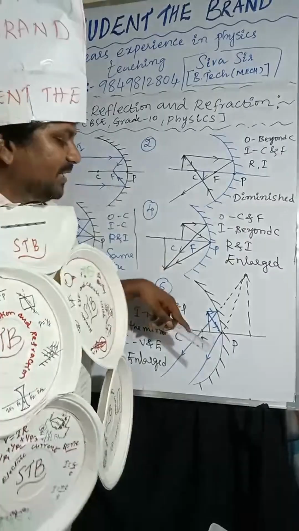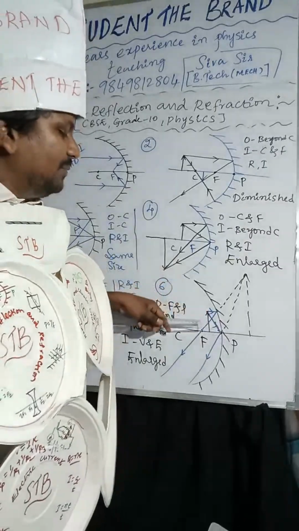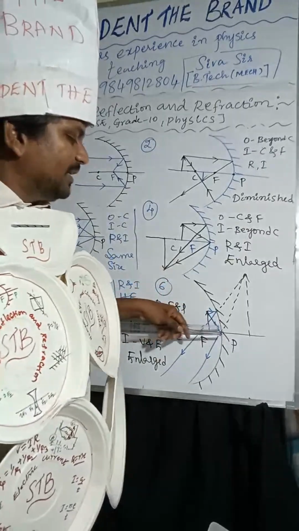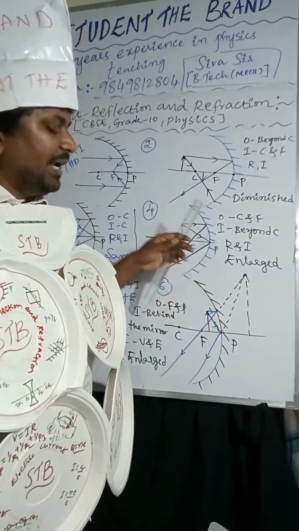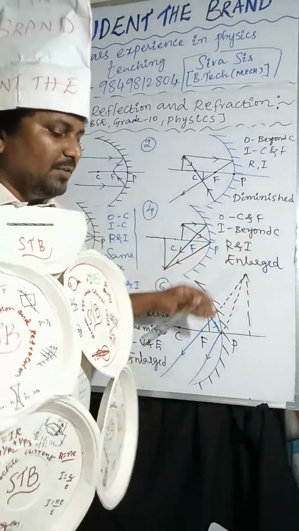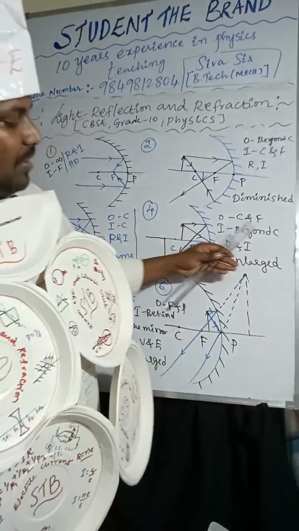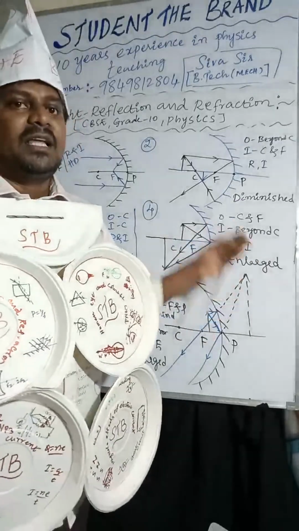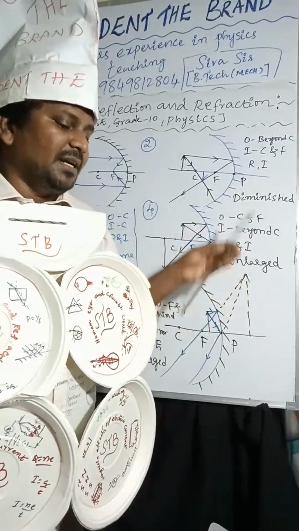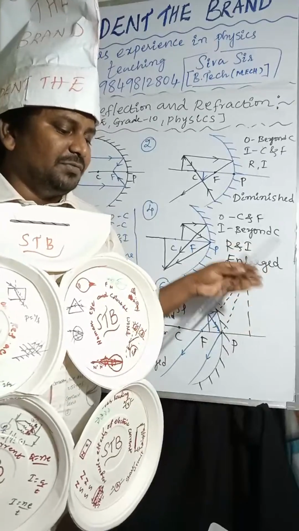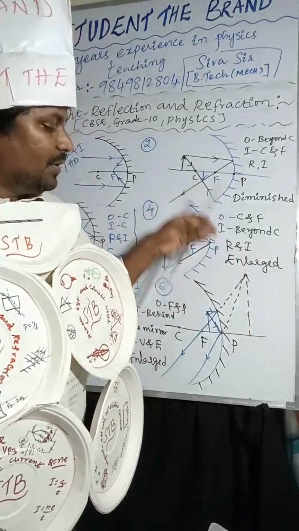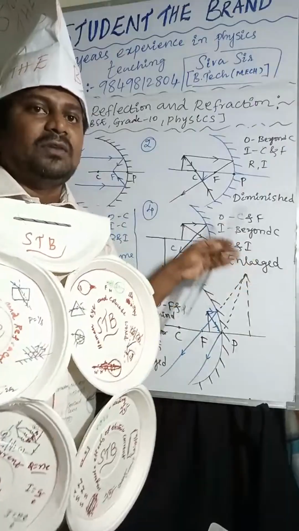Here the object is placed between F and P. The image will form behind the mirror. The nature of the image is virtual, erect and enlarged. Very, very important. The image will form virtual, erect and enlarged.